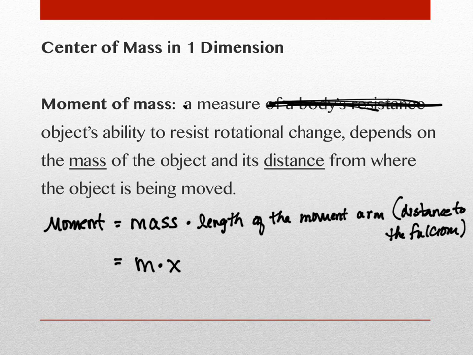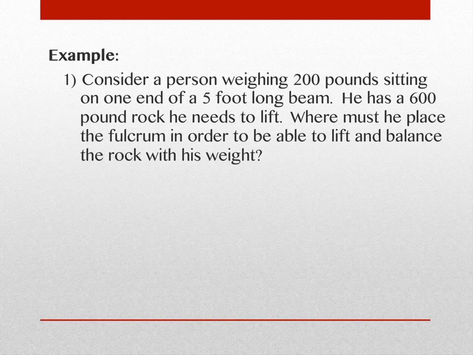So the first example I'm going to do, I'm just going to draw a picture of it because I don't want to bring in a 600-pound rock. We're going to consider a person weighing 200 pounds sitting on one end of a 5-foot-long beam. The picture you want in your mind is a teeter-totter, the thing children play on at playgrounds, going back and forth depending on the weight of the child. The 200-pound man is on one side and there's a rock that weighs 600 pounds on the other side. You want to lift the rock off the ground, and that's probably not wise to do with your own strength. Agreed? We're not going to do it that way.